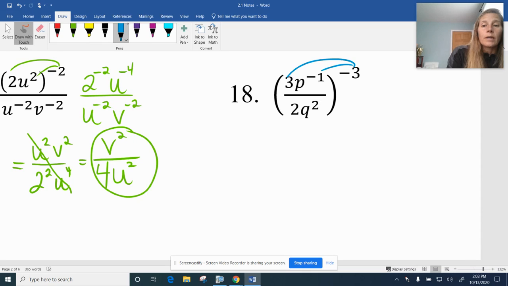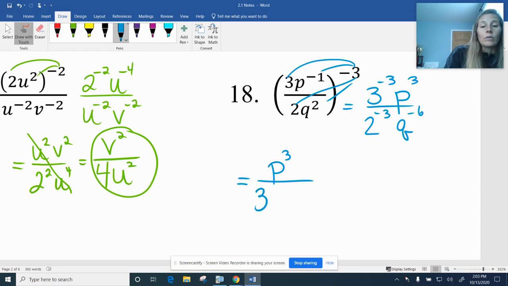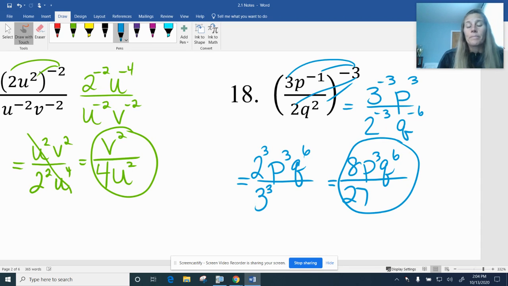this negative 3 goes to everything. So 3 to the negative 3, p to the positive 3, 2 to the negative 3, and q to the negative 6. So again, 3 of the 4 are going to flip. The p to the third stays where it is, but the 3 to the third goes to the bottom, the 2 to the third goes to the top, and the q to the 6 goes to the top. So I now have 8 over 27 with p to the third and q to the 6th on the top.